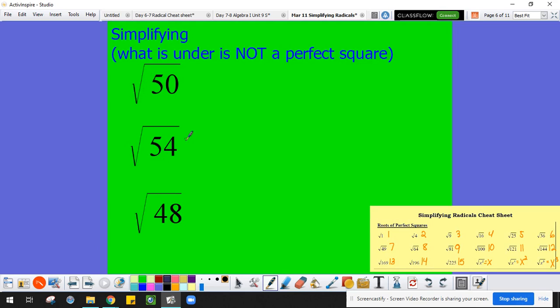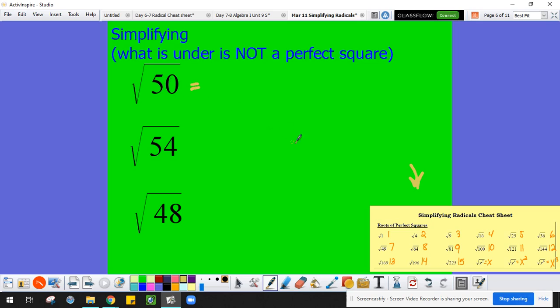It gets a little harder when what's underneath the radical symbol is not a perfect square. So you can see I have down here in the corner a few of the radicals that I use the most often. And what you want to do when it's not a perfect square is separate it into two things, where maybe one of them is a perfect square and one of them is not.